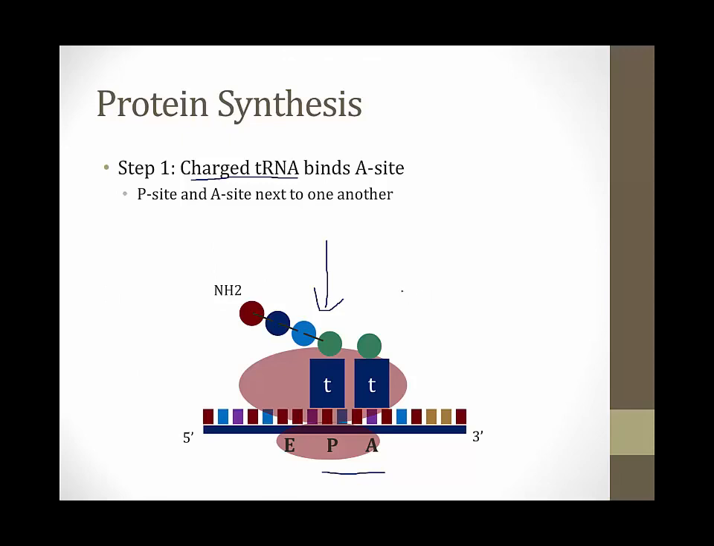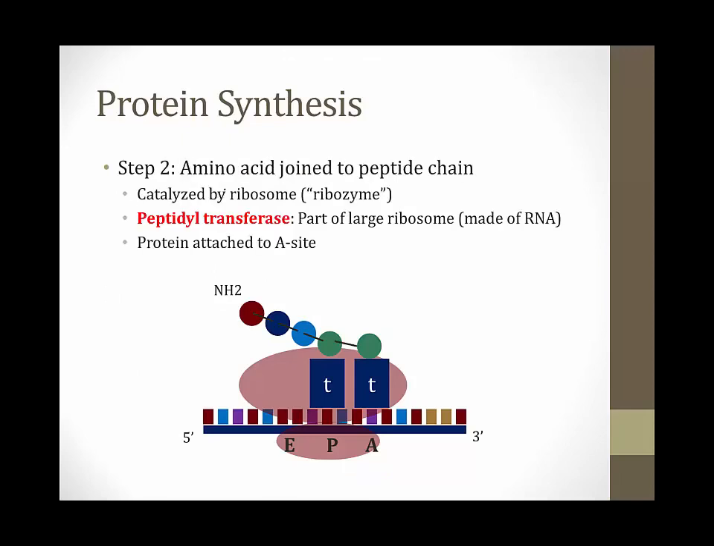So the first step in elongation is for a charged tRNA molecule to bring in the next amino acid and bind to the A site. The second step in elongation is for the amino acid in the A site to be joined to the growing protein chain. This linkage is catalyzed by the ribosome itself. This is very unusual. Usually enzymes are proteins, but in this case, the ribosome is acting as the enzyme. It's sometimes called a ribozyme.